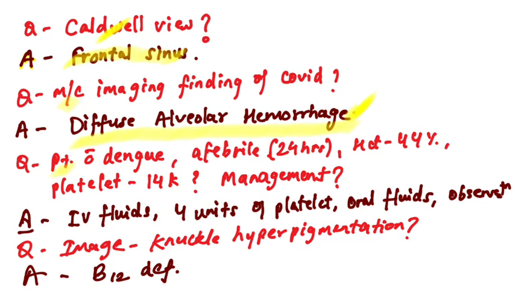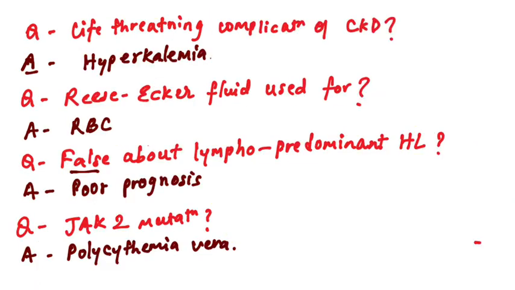Now patient with dengue, afebrile for 24 hours, hematocrit 44%, platelets are 14,000. So what should be the management? So IV fluids, 4 units of platelets, and oral fluids and observation. This is the correct answer. Now image of knuckle hyperpigmentation. So they asked deficiency. So it is vitamin B12 deficiency that cause knuckle hyperpigmentation.